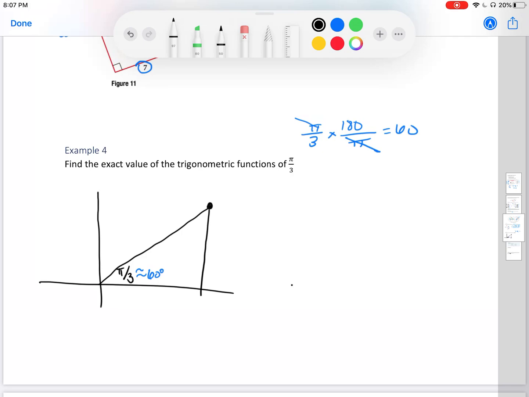Now, if you wish to do this using our proportions, we technically already know this. We know this from 5.2, but we want to introduce how you can use proportions. We know our hypotenuse is always 1 because our unit circle has a radius of 1.